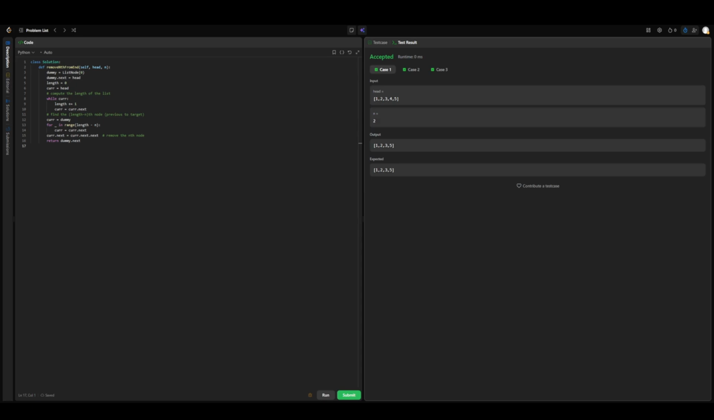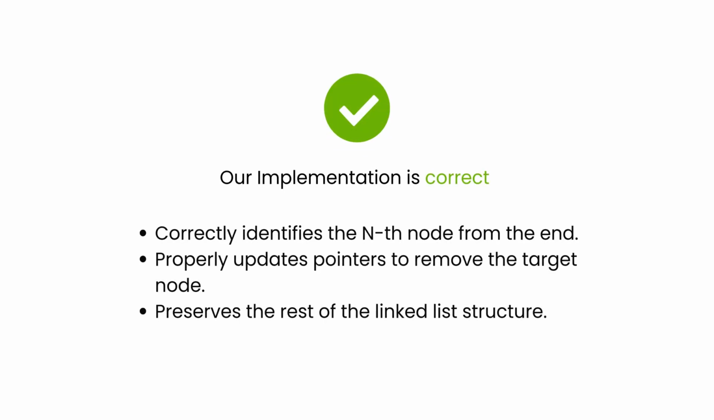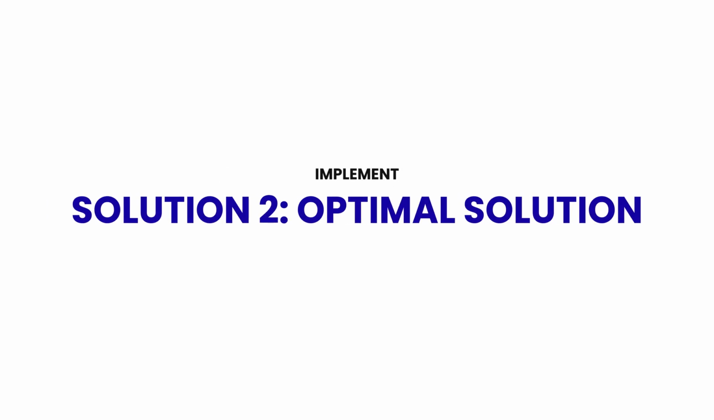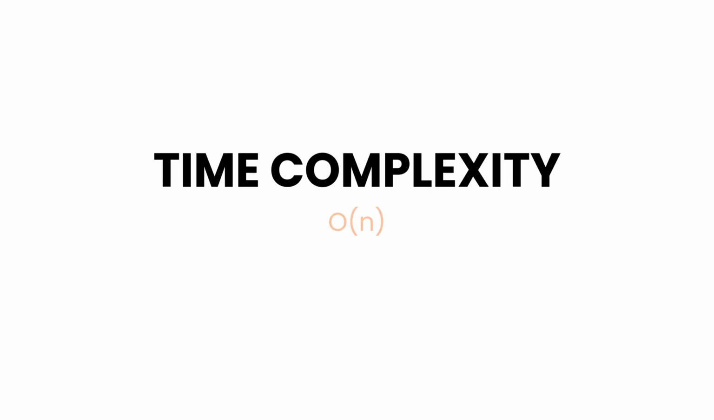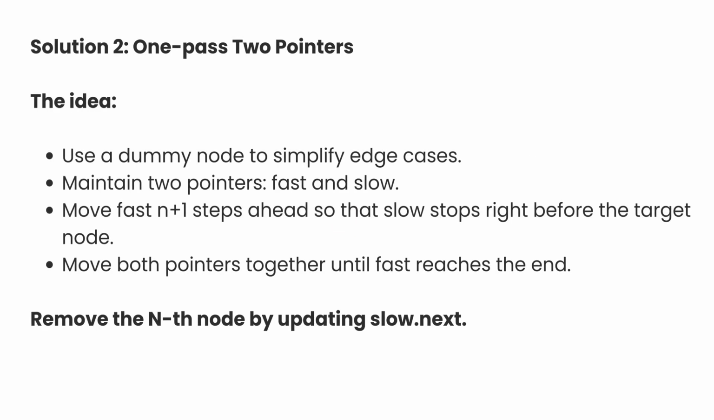This gives us the final list, 1, 2, 3, 5. The function removes the correct node and keeps the list structure intact. This solution removes the nth node from the end of a linked list in 1 pass using 2 pointers. Instead of calculating the length first, we move 1 pointer ahead and then move both pointers together to locate the target node efficiently. Time complexity is O(n), where n is the number of nodes in the linked list. Each node is visited at most once, giving linear time.